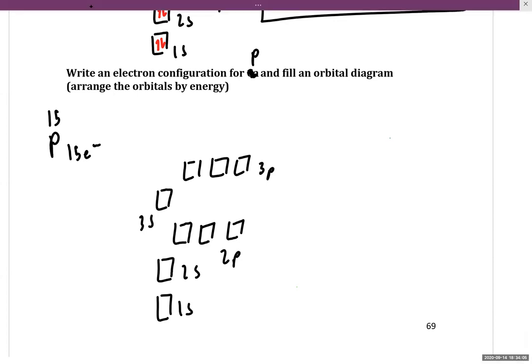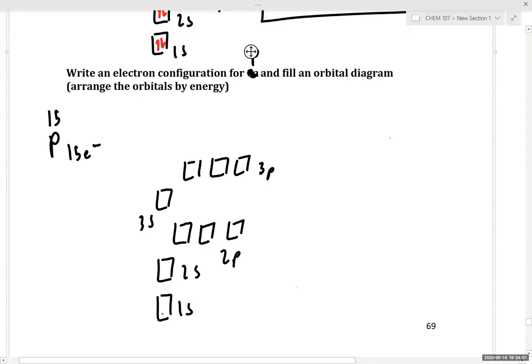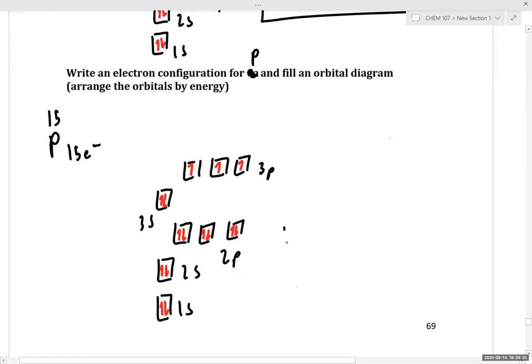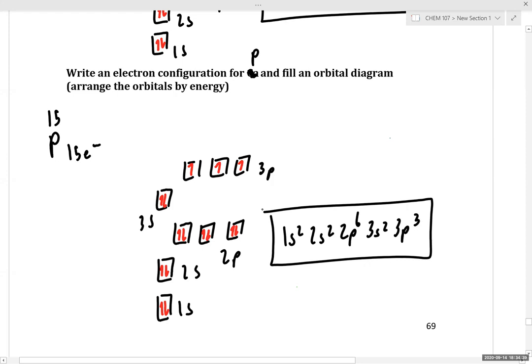Now we fill our orbital box diagram from lowest to highest energy. 2, 4, 6, 8, 10, 12, 13, 14, 15. Remember, you fill empty orbitals of the same energy first. That in turn leads to a configuration of 1s2, 2s2, 2p6. 3s2, and then 3p3. So this is the configuration for phosphorus. Any questions on this example?